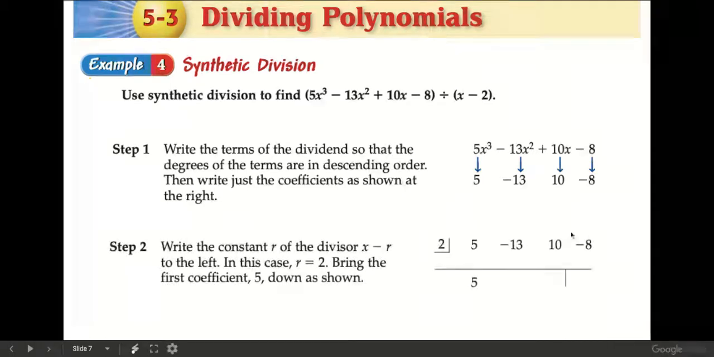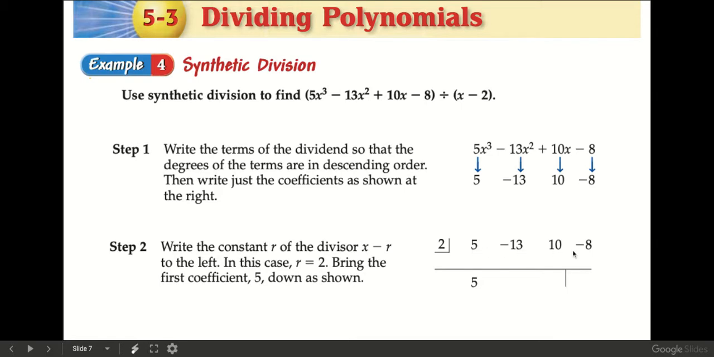The next step is we're going to write the constant r of the divisor, the thing we're dividing by, x minus r, to the left. In this case, x minus r happens to be x minus 2, right? It's always x minus r. So if it said x plus 2, then the r would be negative 2, right? So r is really kind of the opposite of what you see there. In this circumstance, r is going to be 2. So we're going to write 2 right here, okay? And so this is going to be our setup for synthetic division right here.